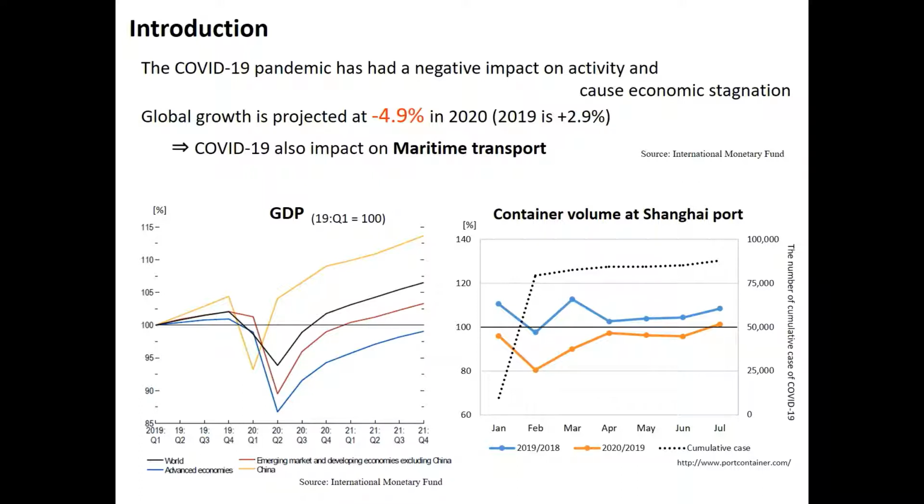COVID-19 also affects maritime transport. The right figure shows container cargo volume at Shanghai port. Shanghai port is the largest port in the world. As you can see, the cargo volume in 2019 is increasing from 2018, but the cargo volume in 2020 is decreasing from 2019. From this fact, we can find the impact of COVID-19 on maritime transport.